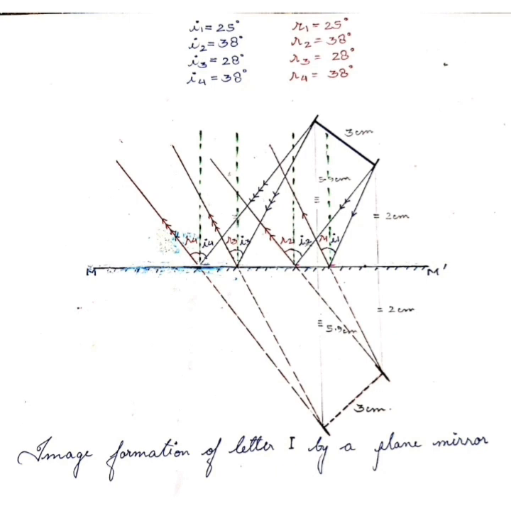What you have to keep in mind is that the distance of the object from the mirror is equal to the distance of the image from the mirror, and the size of the object is equal to the size of the image. The angle of incidence needs to be equal to the angle of reflection. There are 4 angles of incidence and you can see the 4 angles of reflection are equal to them. This is how you will draw the ray diagram for any extended object.